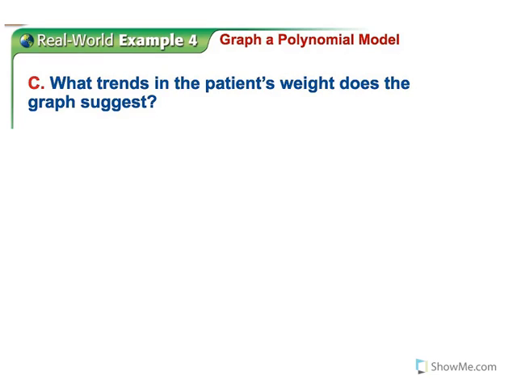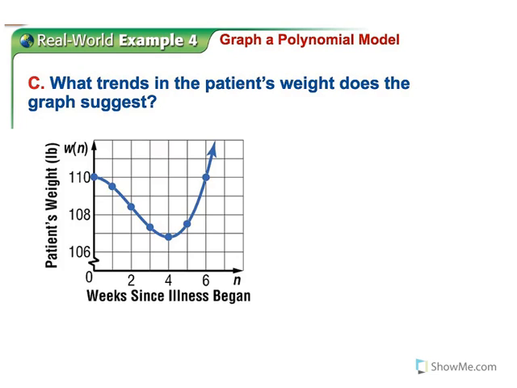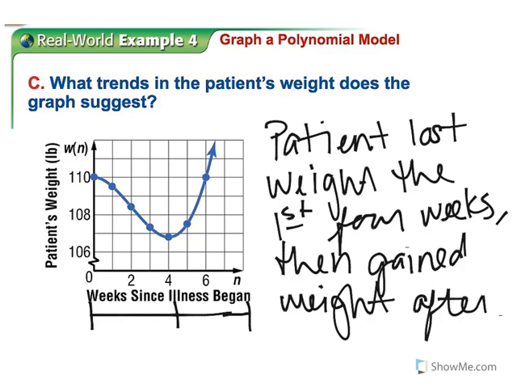C, it says, what trends in the patient's weight does the graph suggest? Well, if we look at our graph, we see that the patient's weight is decreasing in the first 4 weeks, and after the first 4 weeks, they begin gaining weight again. So, in words, the patient lost weight the first 4 weeks, then gained weight afterwards.